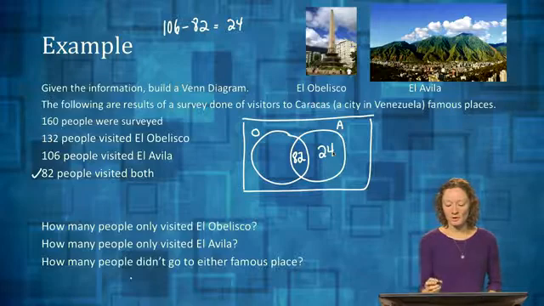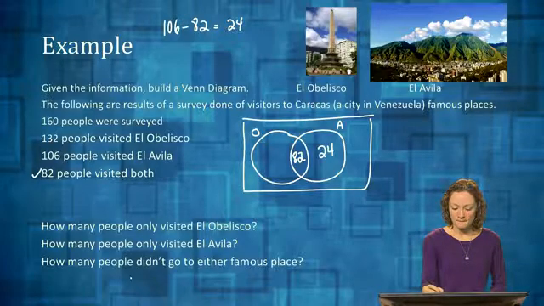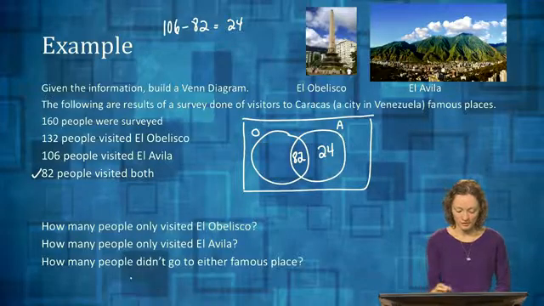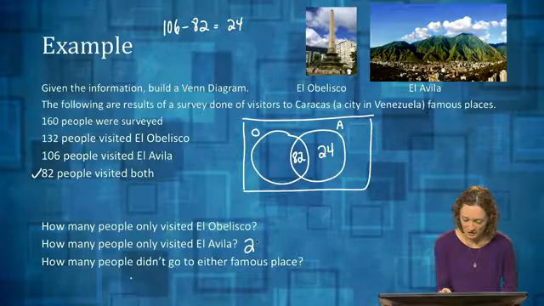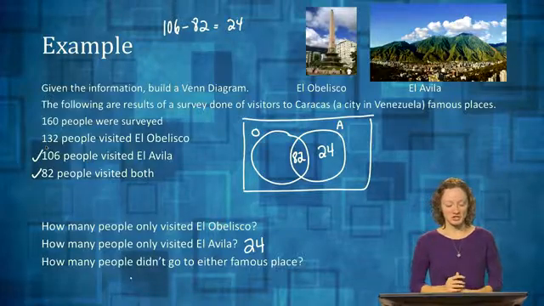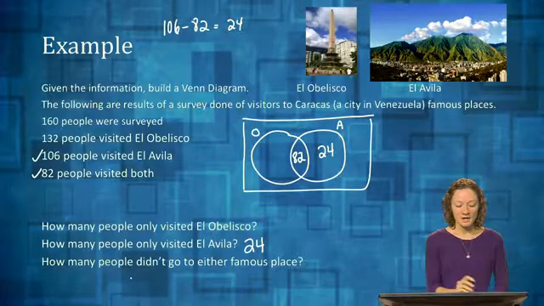And that 24 represents people that only went to El Avila. 106 total went to El Avila. 82 of them also went to El Obelisco. 24 of them only went to El Avila. So we can answer that question right now: 24. All right, that piece of information is used. Let's go to the next one.